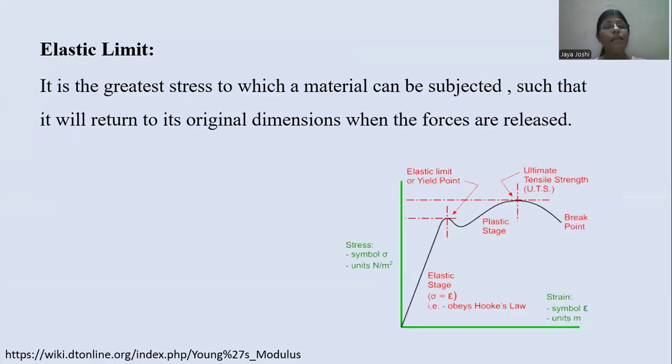Now, next point is elastic limit. Elastic limit and proportional limit are more or less the same. Elastic limit shows the elastic behavior of the material, and the proportional limit tells you the proportionality between stress and strain. So what is elastic limit? It is the greatest stress to which a material can be subjected such that it will return to its original dimensions when the forces are released.